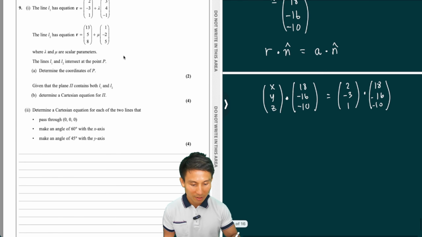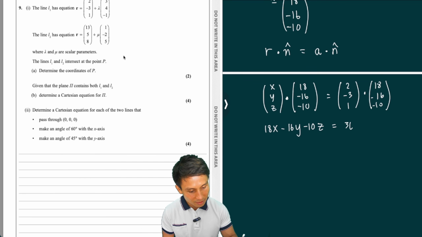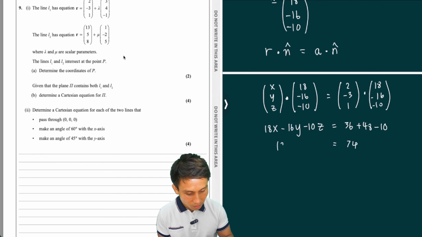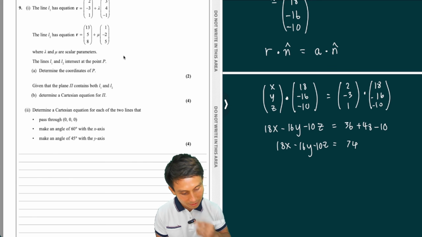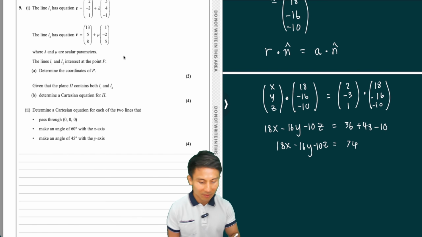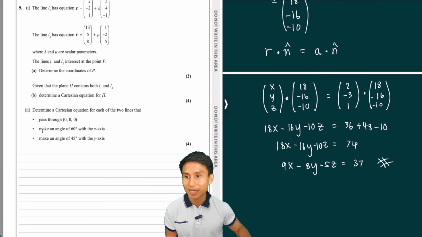Okay, gotta be careful. So that's going to be 18x minus 16y minus 10z equals, well, that's 36 plus 48 minus 10. We should simplify, of course. The right hand side is what? 84, 74, yeah? How can we simplify this? Can we do 2? Is 2 the best one? If we do 2 for 74, it's going to be 37. So I think 2 is the best. So that will be the Cartesian equation of the plane.